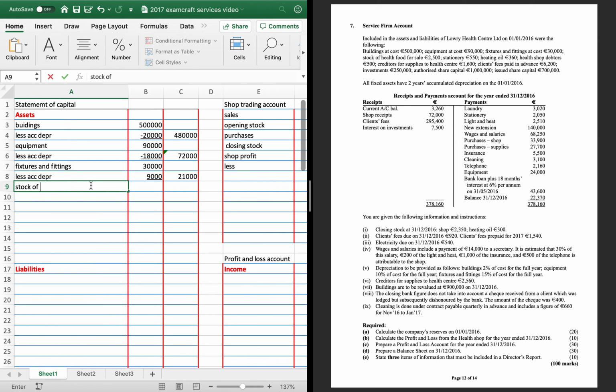All right, next one is stock of health food, 25. That's our opening stock. Now that is not a fixed asset, it's a current asset, so that just goes straight in. Then we have stationery, again, same thing. That's a current asset, so no depreciation. You can stop thinking about depreciation now.